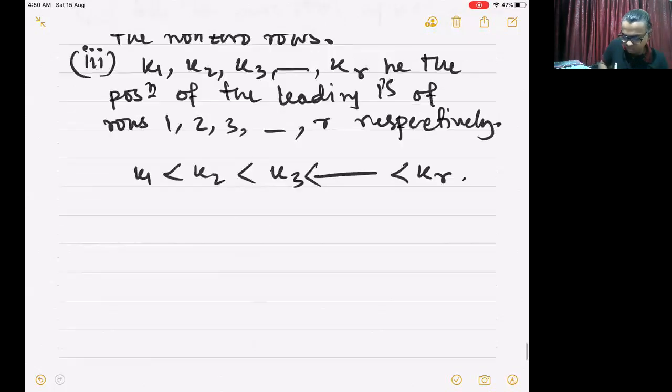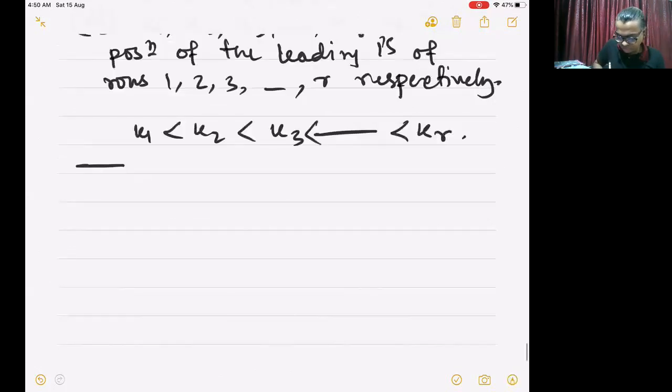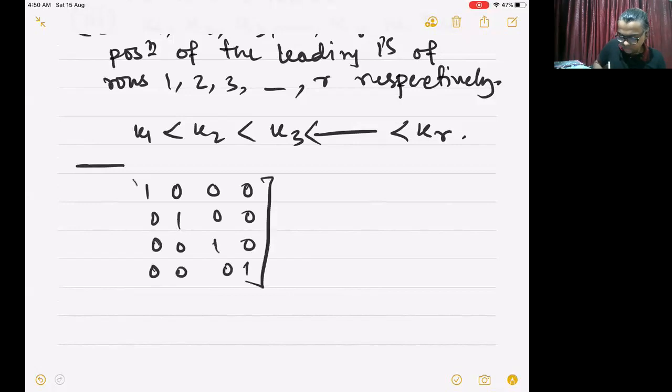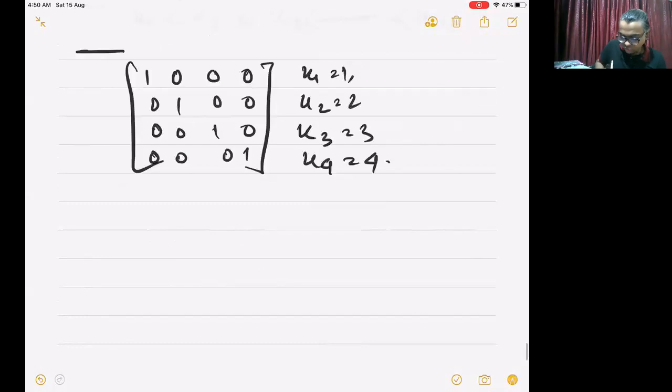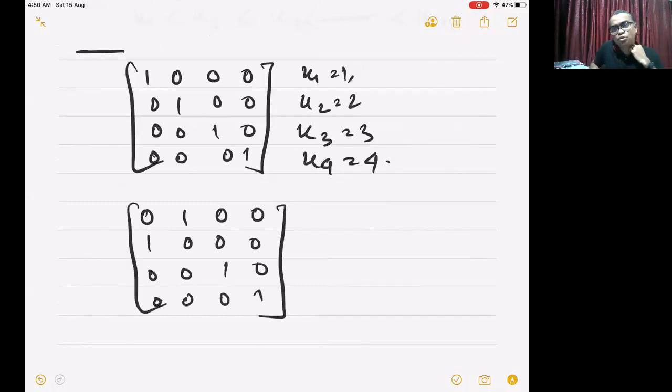So what would be an example of a row reduced echelon form? Of course an identity matrix is in row reduced echelon form. Take K1 is 1, K2 is 2, K3 is 3, K4 is indeed 4. Something that is not row reduced echelon but row reduced is a permutation matrix, a 4 by 4 permutation matrix. This is row reduced, but this is not row reduced echelon.